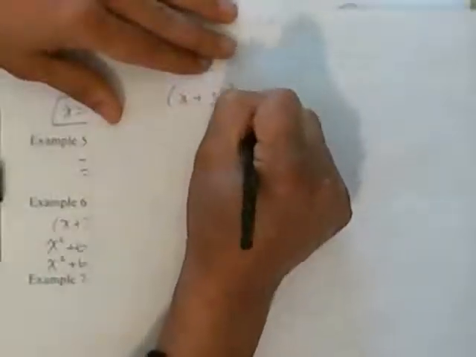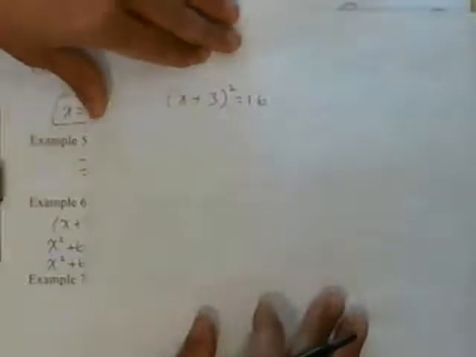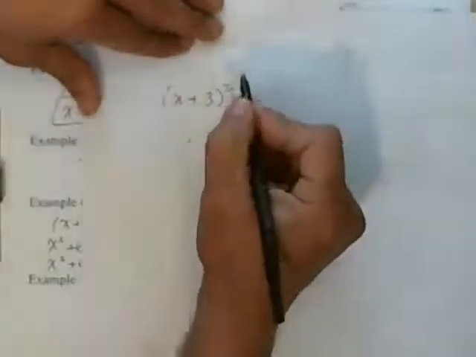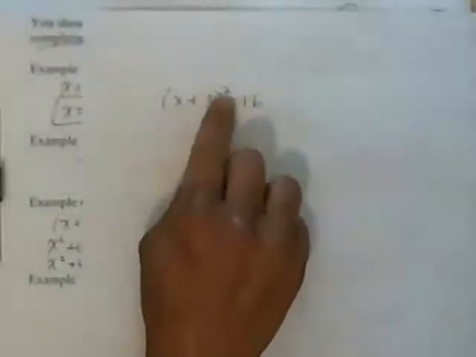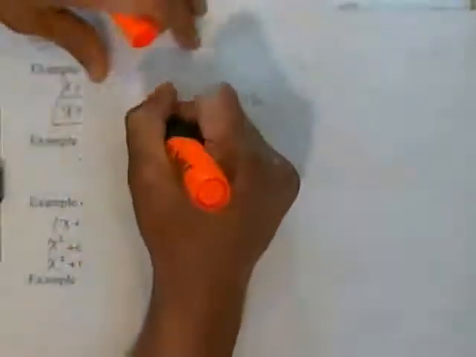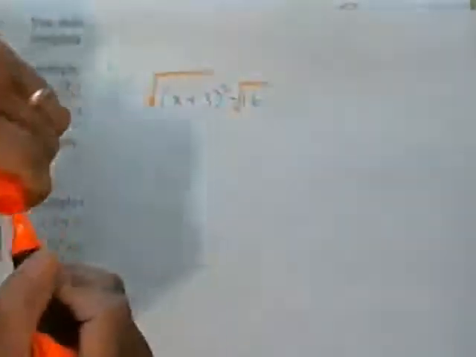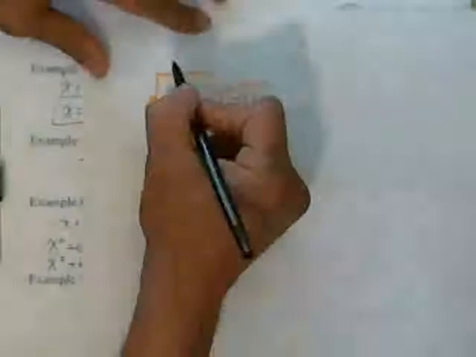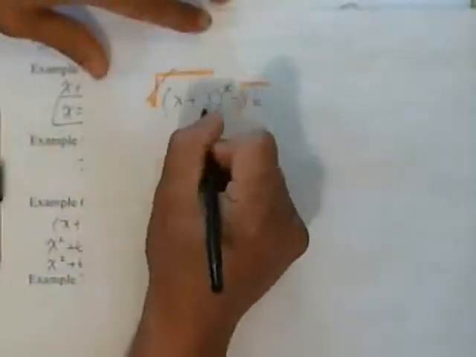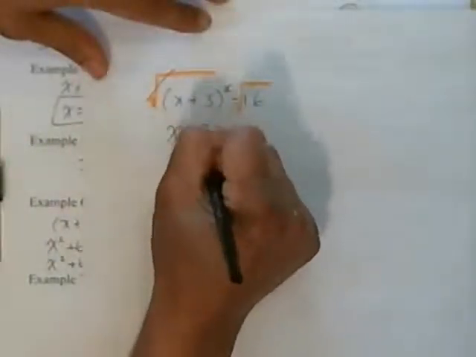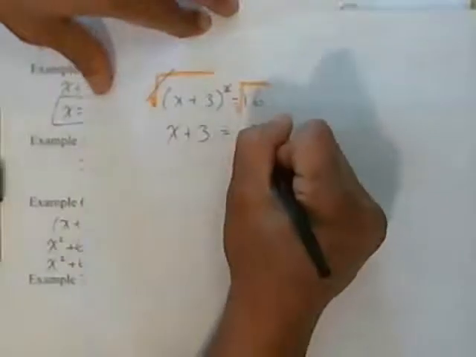(x + 3) squared is equal to 16. What I'm going to do at this stage is, since it's squared, I'm just going to square root the left side and square root the right side. When I take the square root of the squared, it becomes x plus 3. And the square root of 16 is 4.